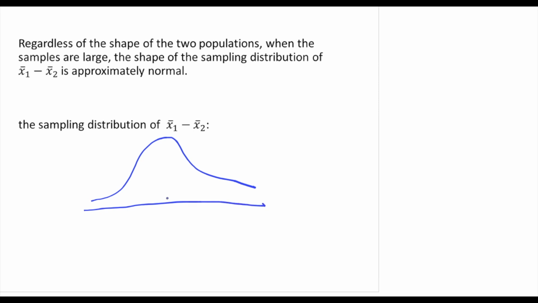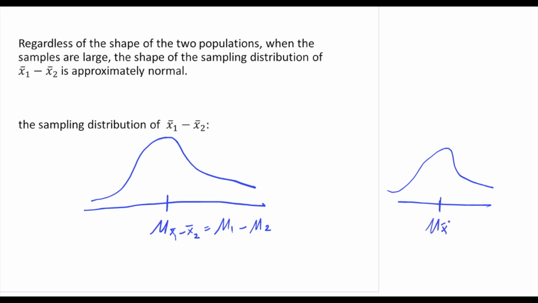And the value in the middle here would be mu of x bar 1 minus x bar 2, which is mu1 minus mu2. If you still remember, in the sampling distribution of x bar, the value in the middle here would be mu x bar, which is also equal to mu.